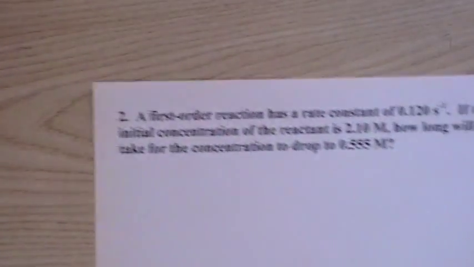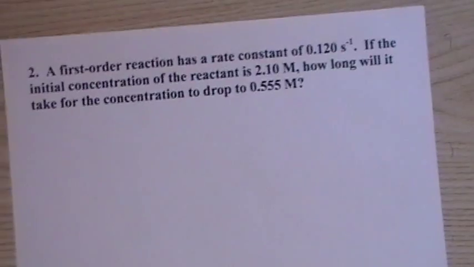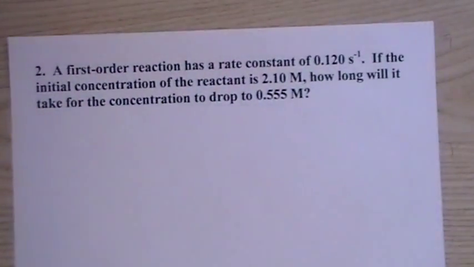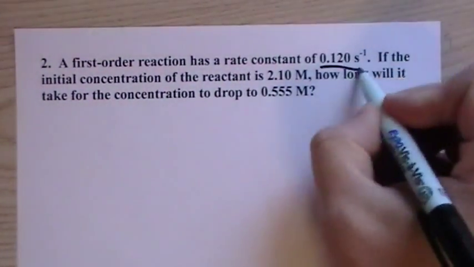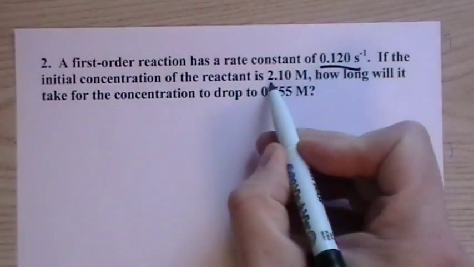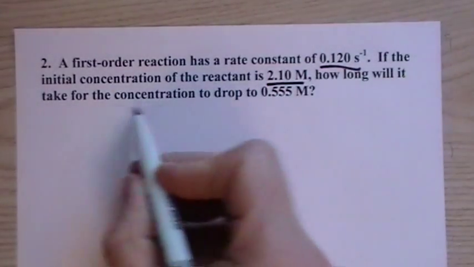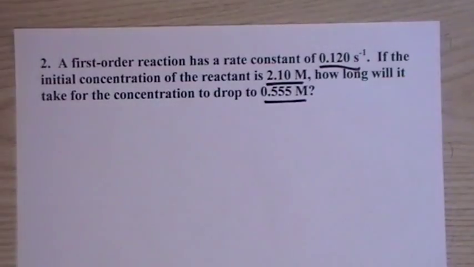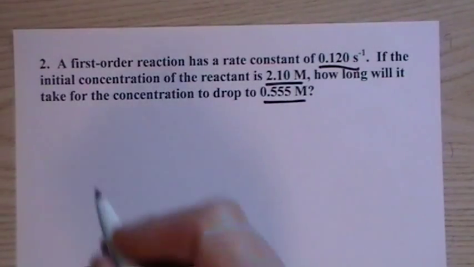Now let's do another one here. First order reaction, and we have the rate constant. Here's our K. If the initial concentration is 2.1 molar, how long will it take for the concentration to drop to 0.555? So this time we have to find t.